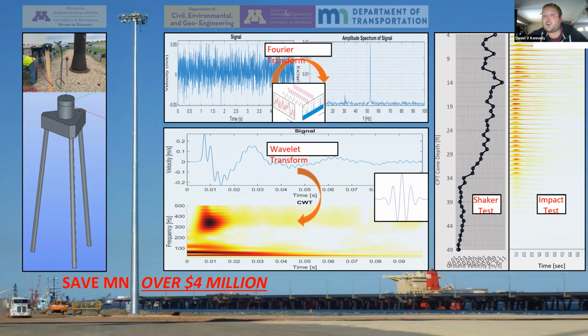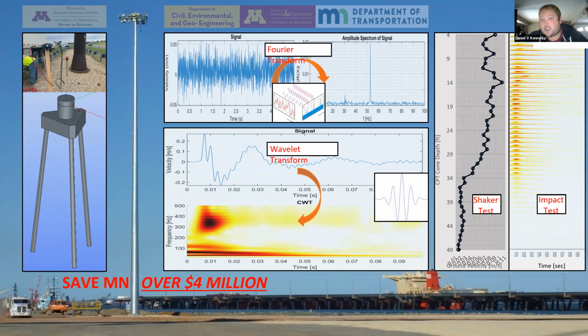So I guess the burning question is, how does this work, right? On the right, I have 2 vertical plots. The left vertical plot, I'm plotting the results with the shaker test, or I'm actually plotting the magnitude of the ground motion with increasing depth. The right vertical plot is the results from the impact test. I'm plotting the wavelet transform at different depths there too.